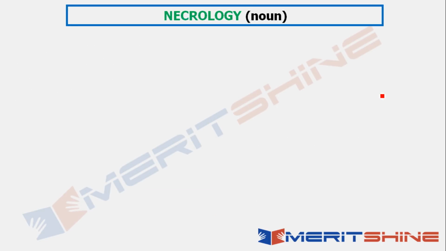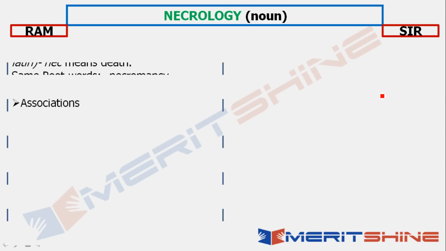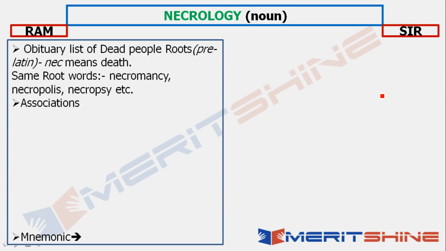The next author on our list would come with the word necrology. Now, what is necrology? Necrology means an obituary list of dead people. Obituary list obviously would be of dead people. The root is nek, a Latin word which means death. Same root words: necromancy, necropolis, necropsy. Necromancy is magic through the dead. Necropolis is a land of dead, a city of dead. Necropsy is autopsy, right? So this is the one.